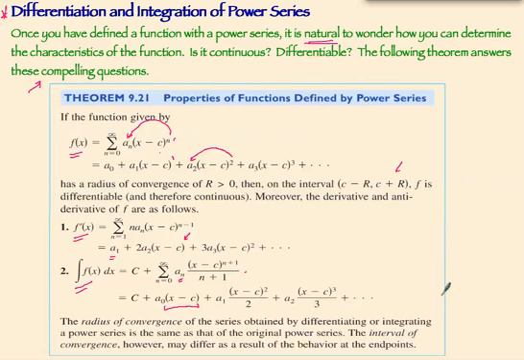So easy. The radius of convergence of the series obtained by differentiating and integrating a power series is the same as that of the original power series, which is awesome. So all we need to do is find the radius of convergence for the original series. It will also be the radius of convergence for this one and this one. The only thing you have to check is that the interval of convergence might be slightly different because the behavior at the endpoints might be slightly different.